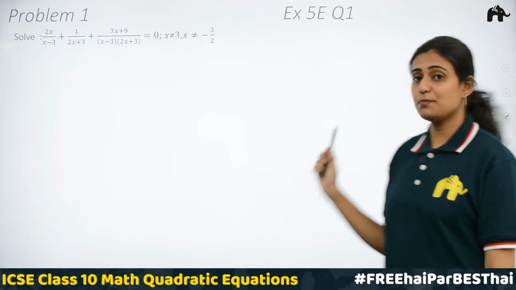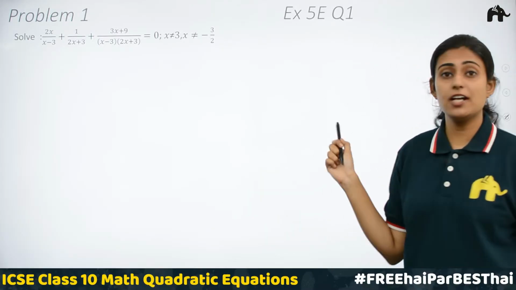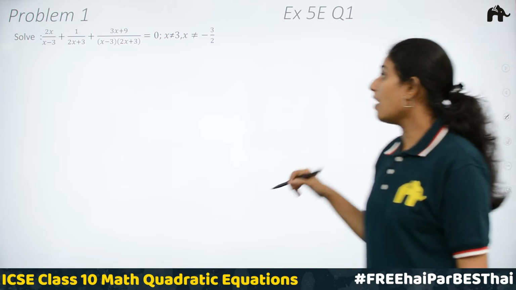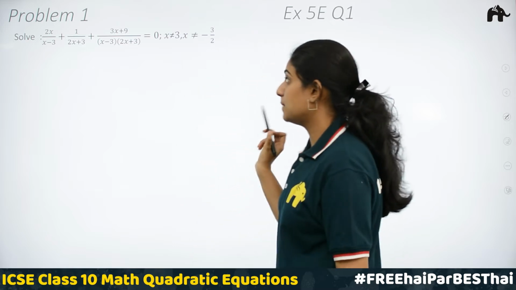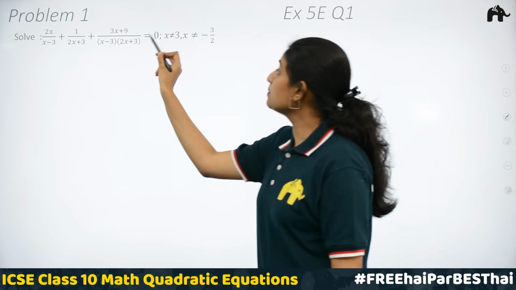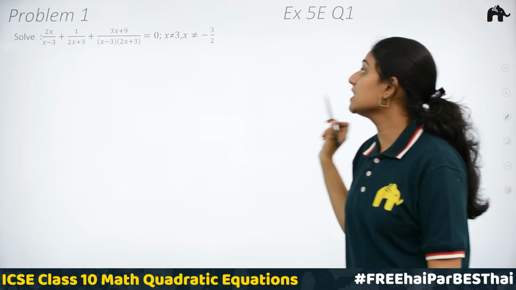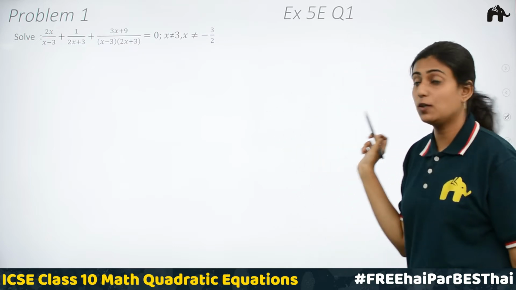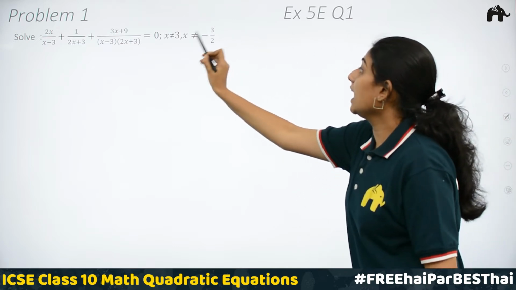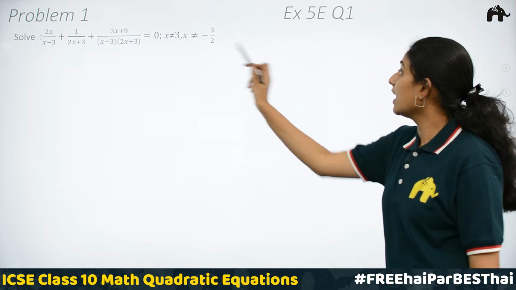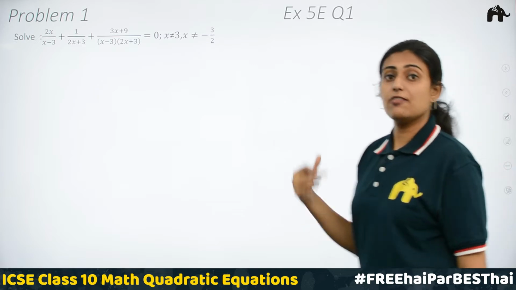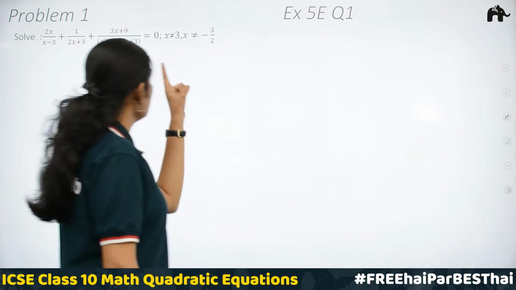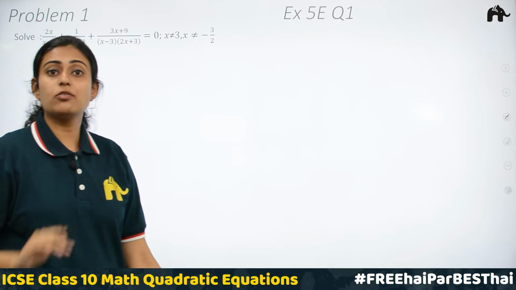Here is our first problem. Question number 1 of exercise 5E. Solve 2x by x minus 3 plus 1 by 2x plus 3 plus 3x plus 9 divided by x minus 3 into 2x plus 3 is equal to 0, such that x not equal to 3 and x not equal to minus 3 by 2. If you get the value of x is equal to 3 or 3 by 2, you have to reject those values.